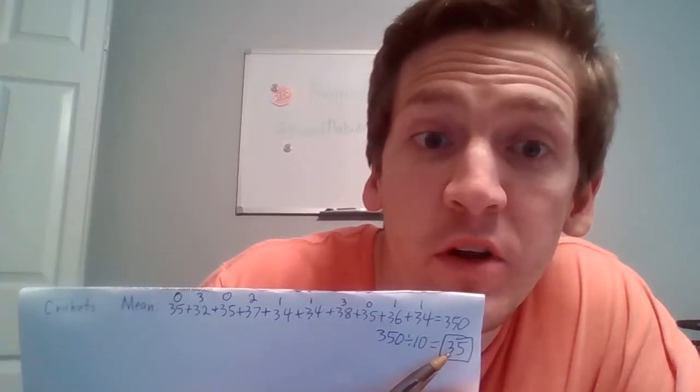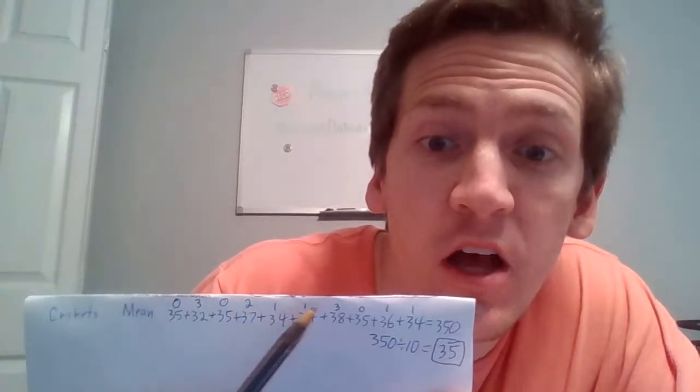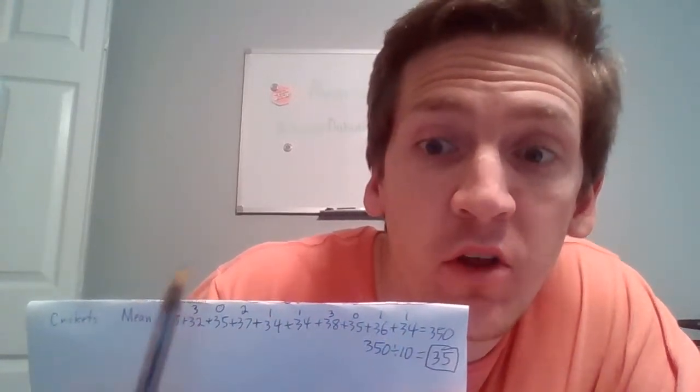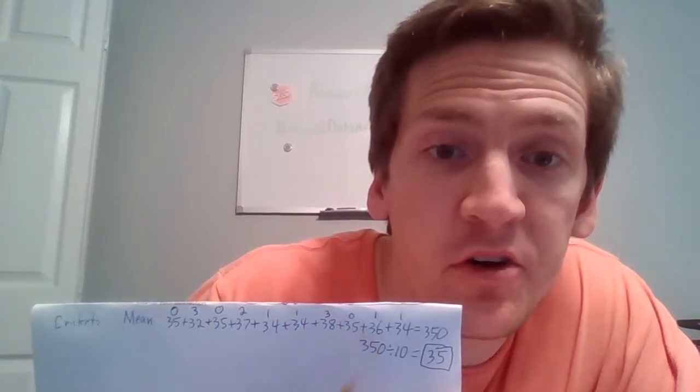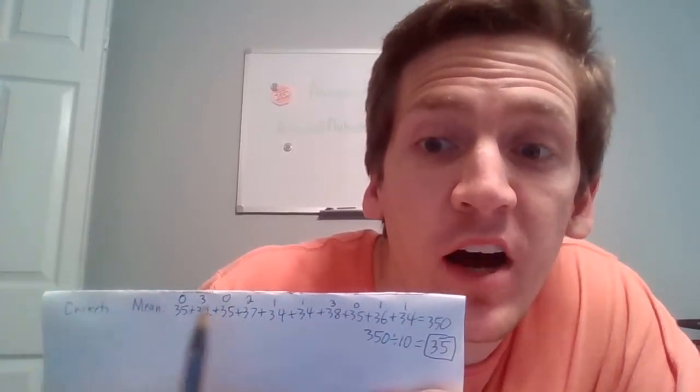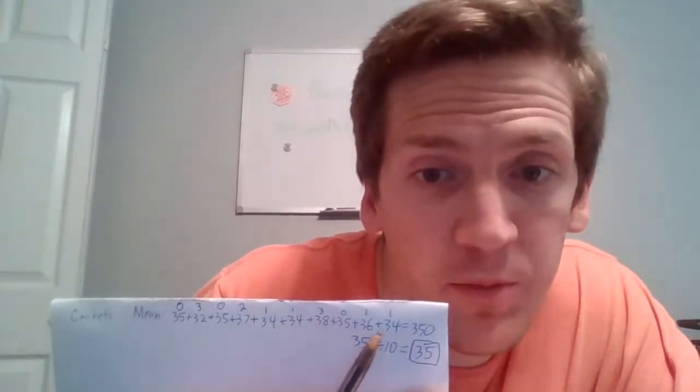And now, if I want the mean absolute deviation, I got to find the average of these numbers. The numbers up here, the 0, 3, 0, 2, 1, 1, 3, 0, 1, 1. I'm going to find the average of that list. Well, remember, if I want to do it, I got to add them up first. So I'm just going to put a plus sign in between each one. So plus, plus, plus, plus, plus, plus, plus, plus, and plus.